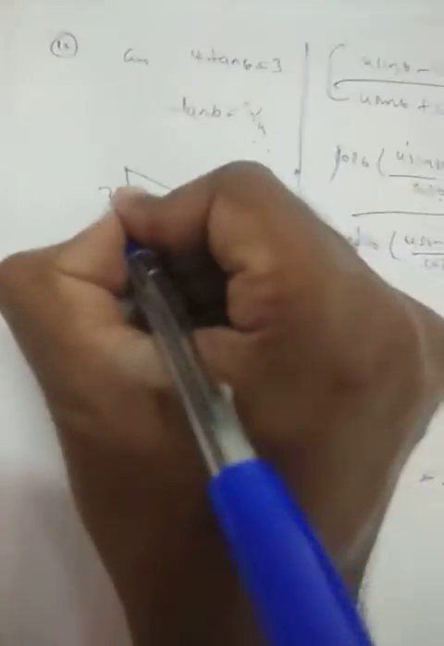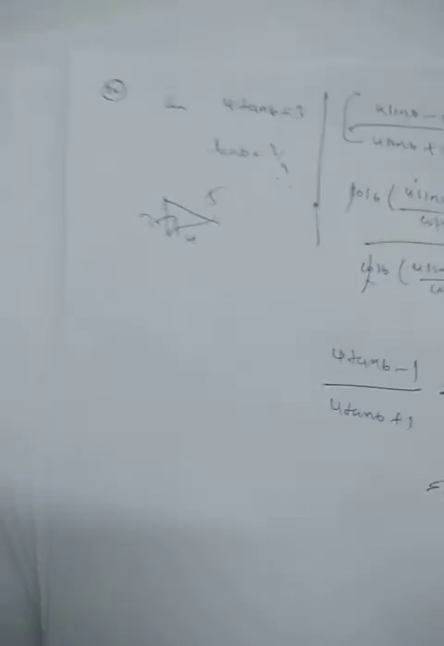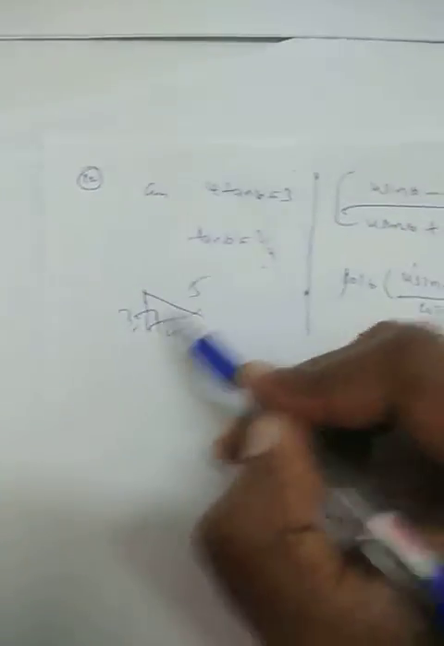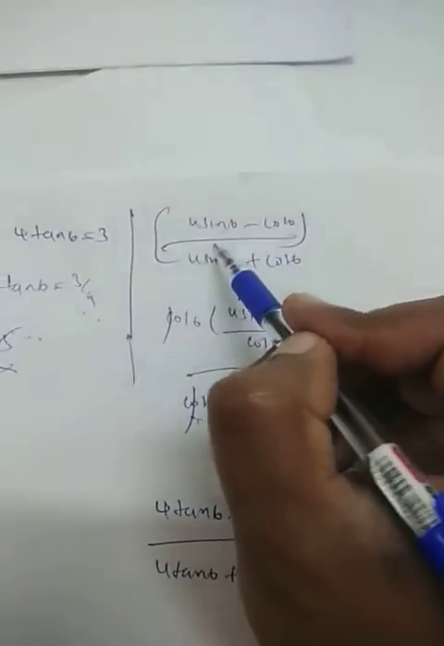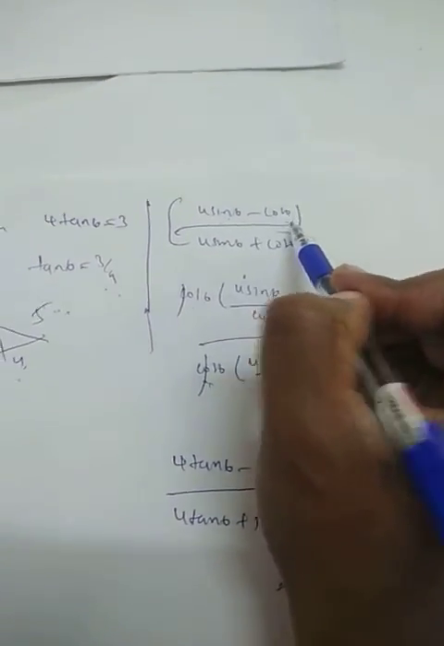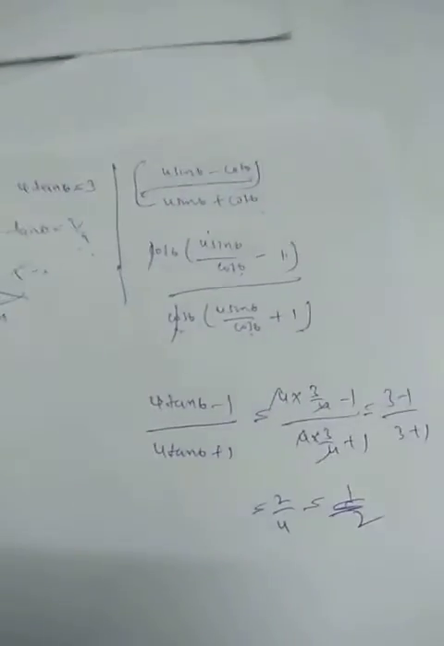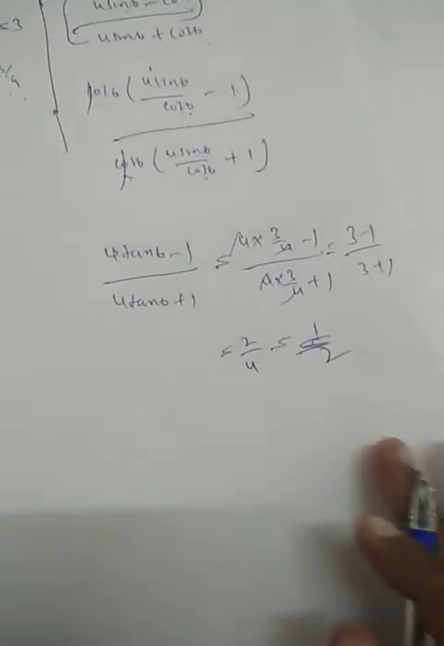Otherwise, make use of opposite by adjacent. Hypotenuse will be 5. Then sin theta is 3 by 5, cos theta is 4 by 5: opposite by hypotenuse, adjacent by hypotenuse. So 3 by 5, 4 by 5, and later we have to simplify. Instead of this, we can do it directly like this. This is all about question number 12.